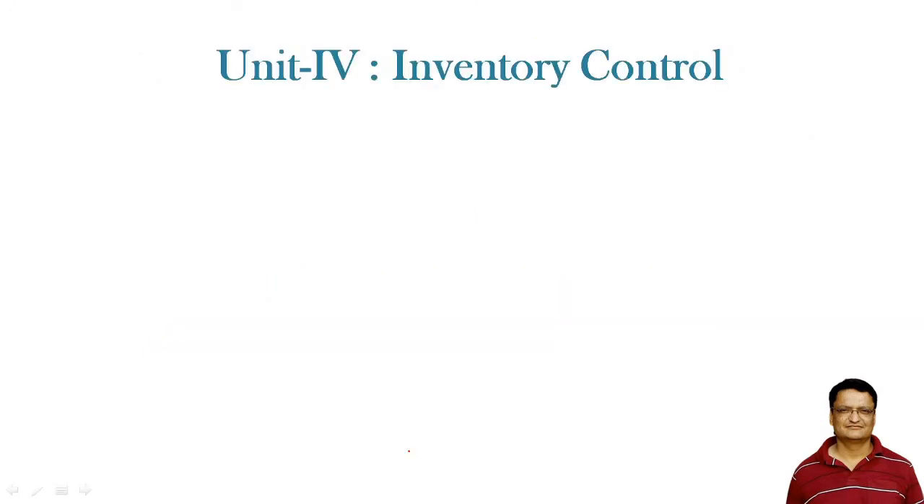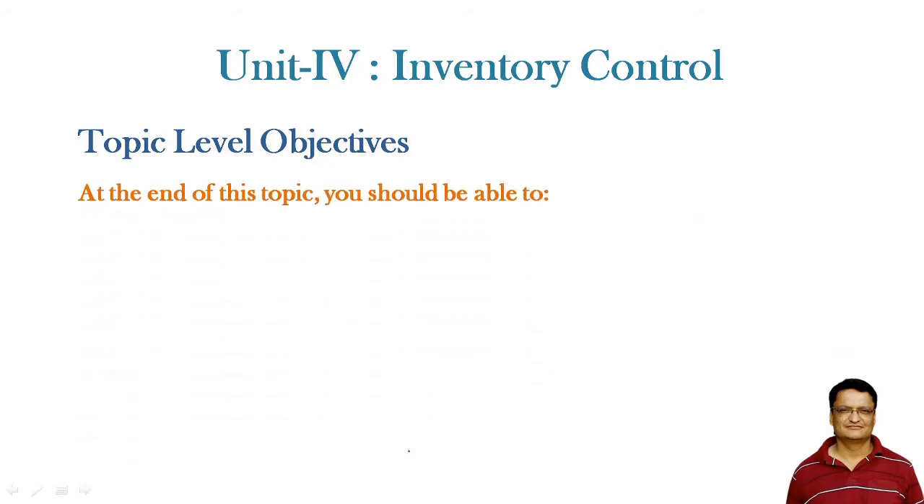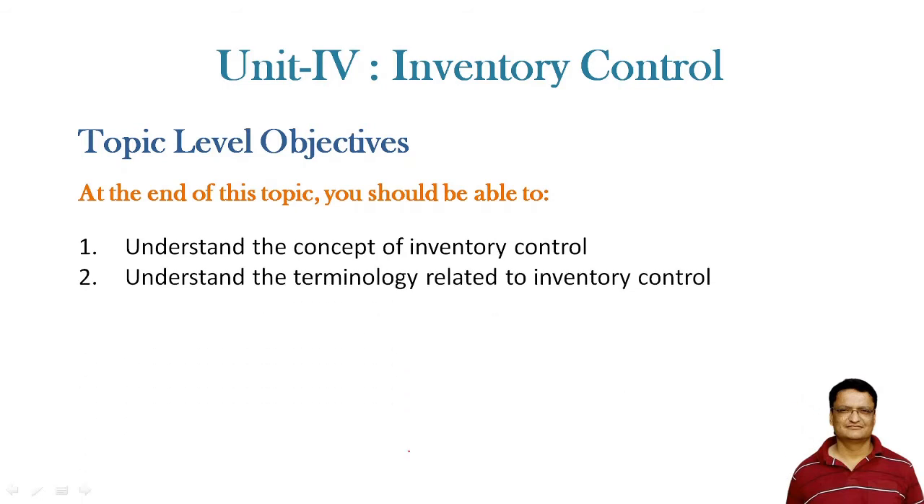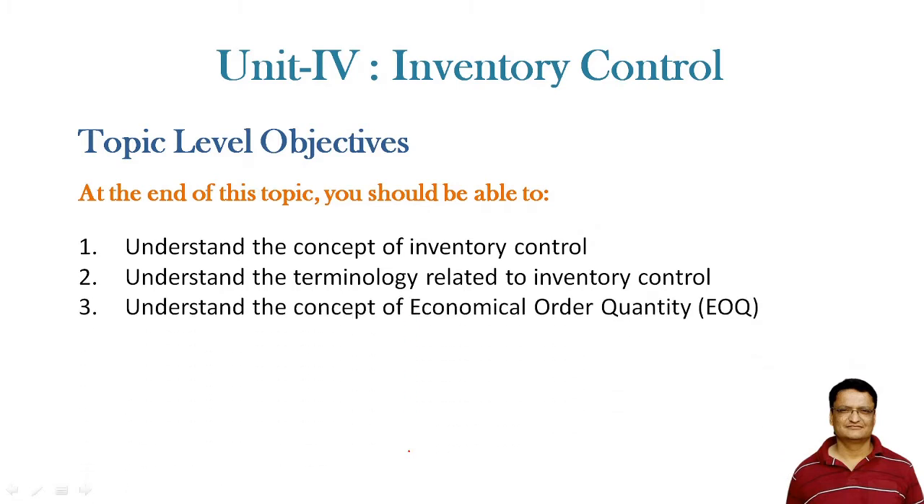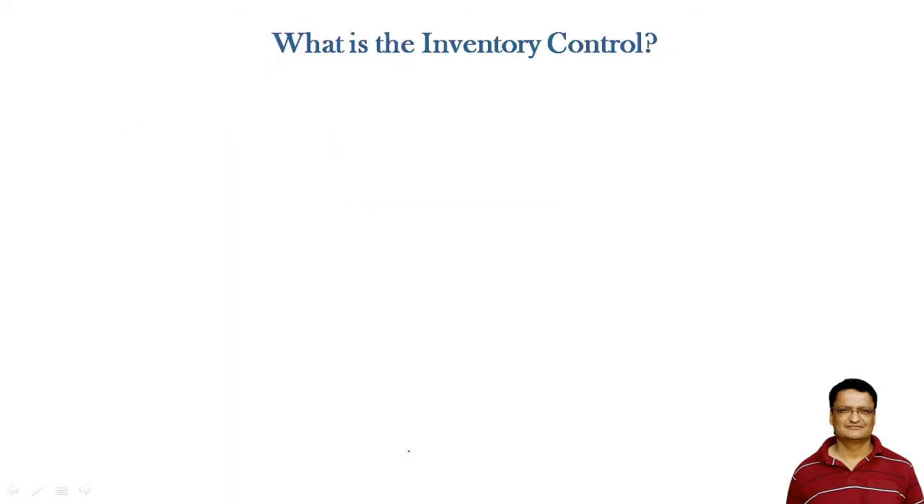So in this video, we are going to see inventory control. The topic level objectives for this video are, at the end of this topic, you should be able to understand the concept of inventory control, understand the terminology related to inventory control, understand the concept of EOQ, that is economic order quantity, and determine the EOQ for a given situation with the help of one example.